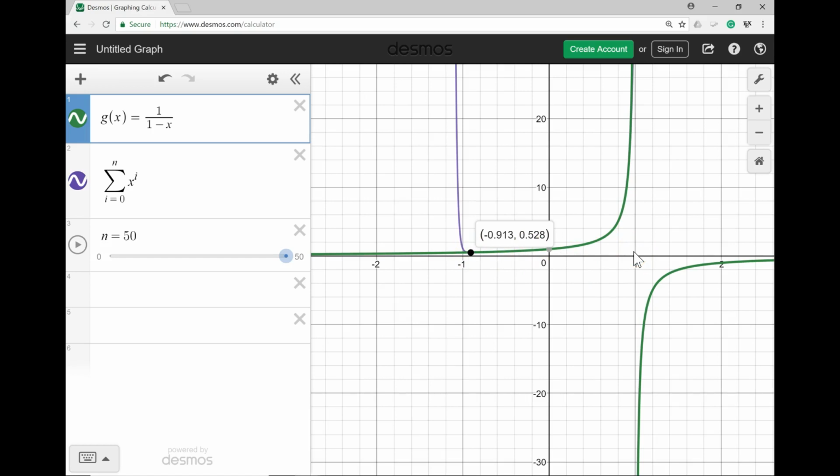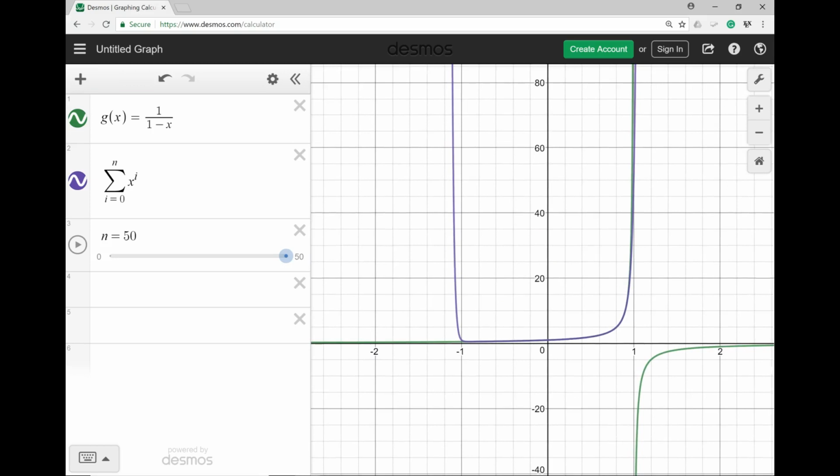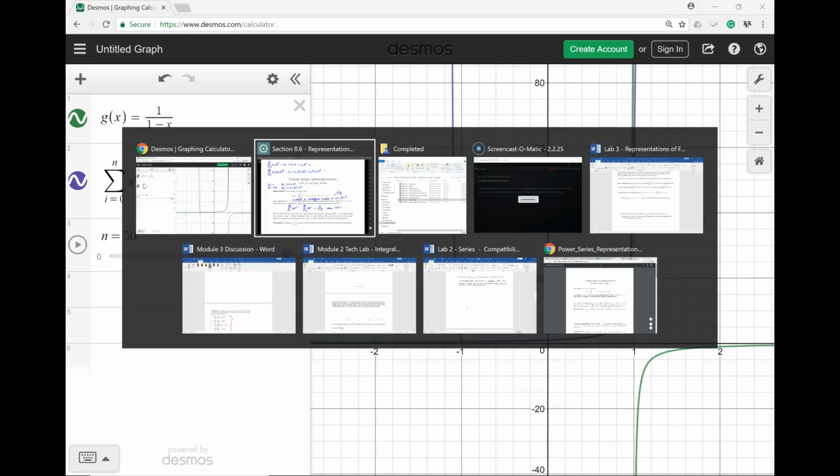Okay, so not only are we seeing that this appears to be a good power series representation for 1 over 1 minus x, we're also seeing that it's only a good power series representation for x between -1 and 1, as we would expect.